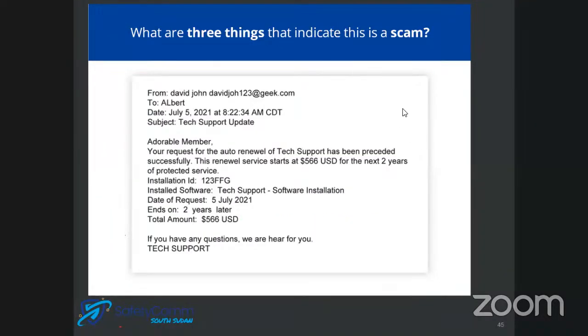Okay, what about this one? From David John at geek123@geek.com: "Adorable member, your request for the auto renewal of tech support has been processed successfully. This renewal service starts at $560 for the next 3 years on a protected service. Installation ID, install software, tech support software. This date of request ends 2 years later. If you have any question, we are here for you."